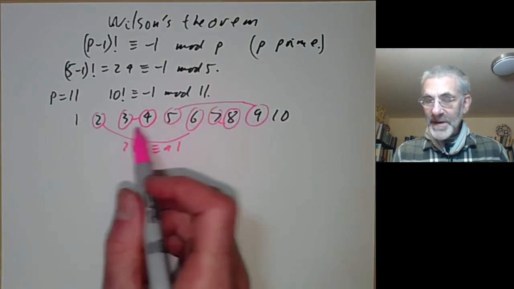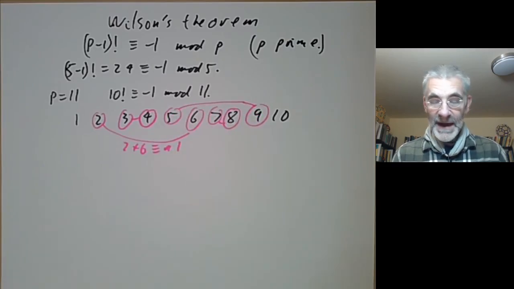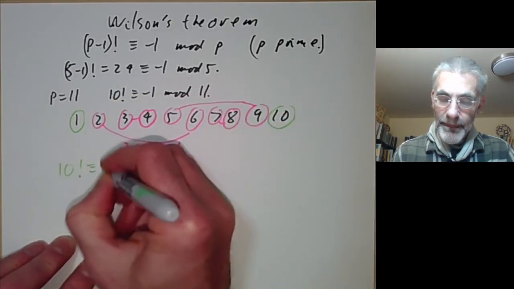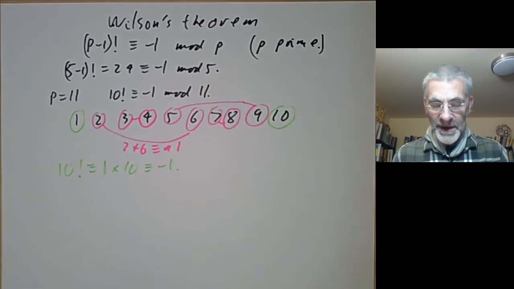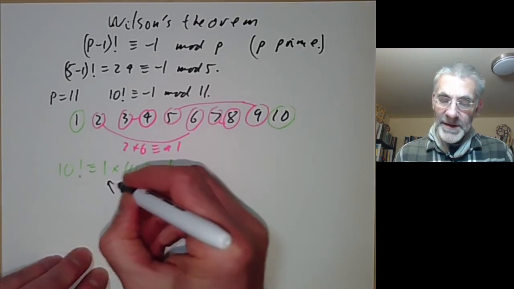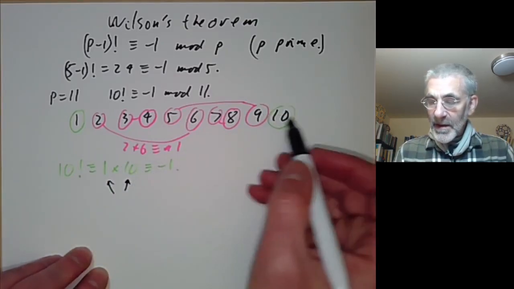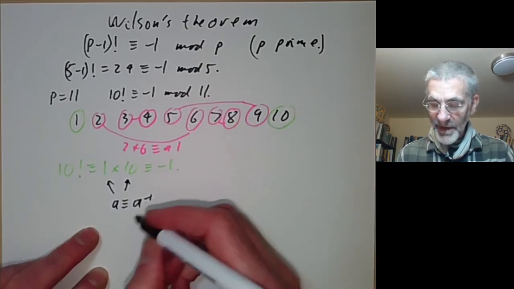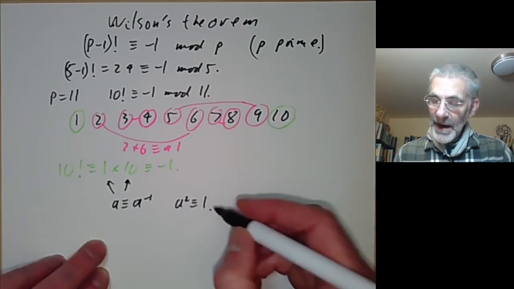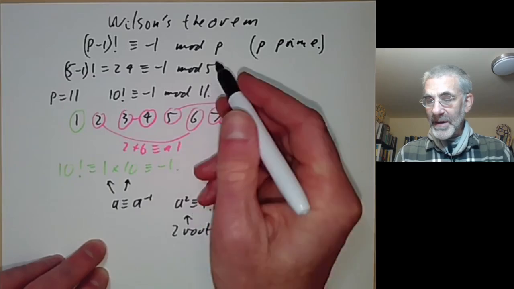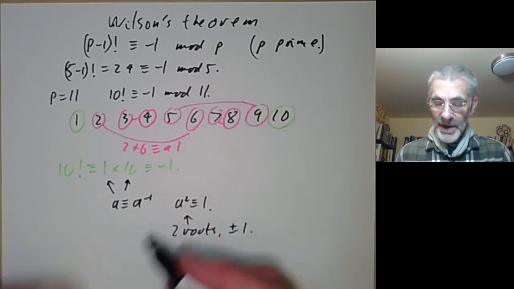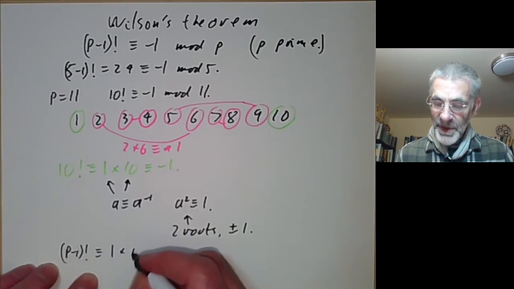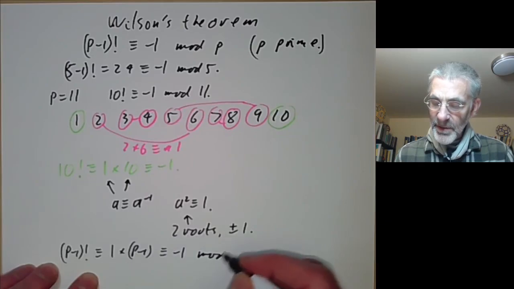So when we multiply these together, each product of a number and its inverse cancels out and gives you 1. So 10 factorial is congruent to the product of the numbers left over, which is congruent to minus 1. And let's think about what numbers are left over. Well, these numbers are only left over if they are their own inverses. So we want a congruent to a to the minus 1 modulo 11, or p, whatever. And this just says that a squared is congruent to 1. And this only has two roots because p is prime, and the two roots are plus or minus 1. So in general, the same argument shows that (p minus 1) factorial is congruent to 1 times (p minus 1), which is congruent to minus 1 modulo p.